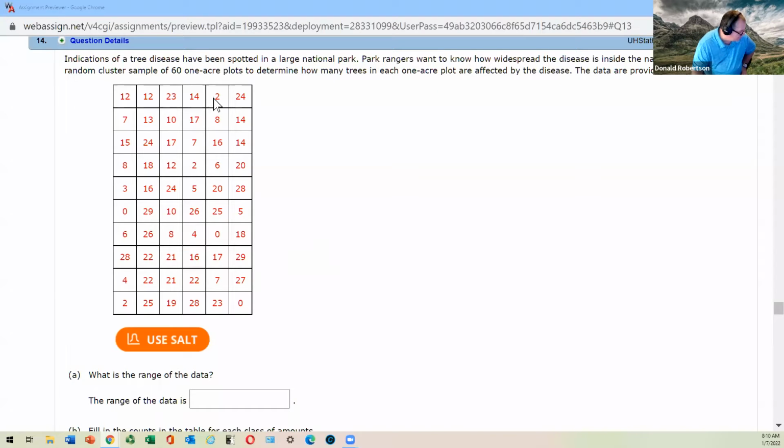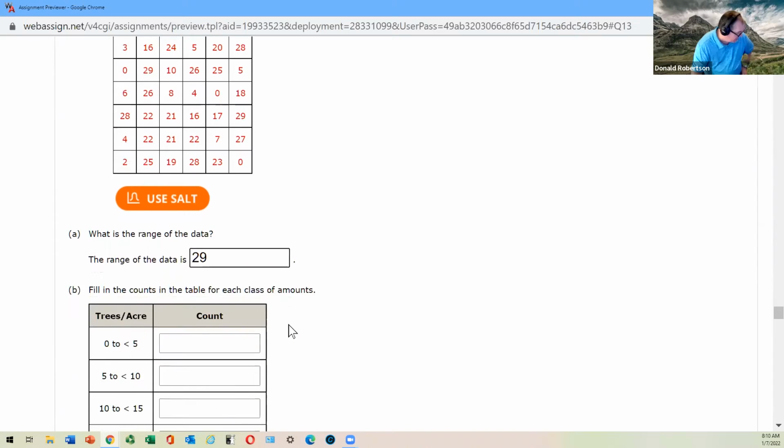The smallest number is, yeah, I finally found it, was 0. Can anybody scan through those numbers and tell me what the biggest one is? Right now I'm seeing, say again? 29. Okay, so 29 take away 0 is 29. So that we had to do the hard way.